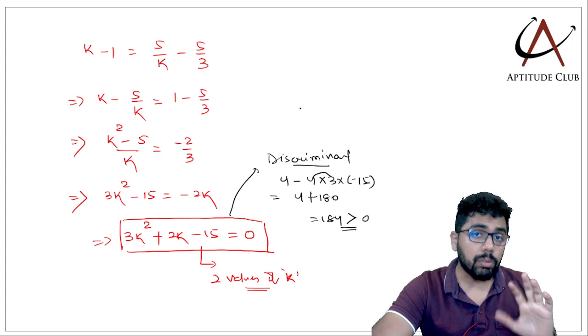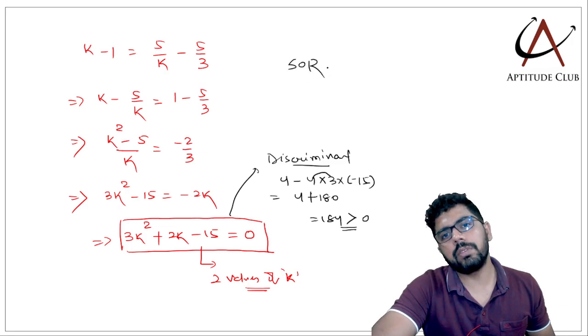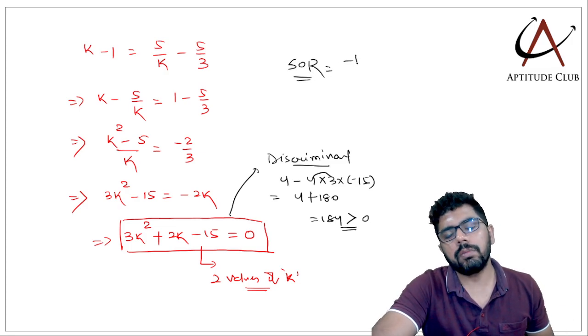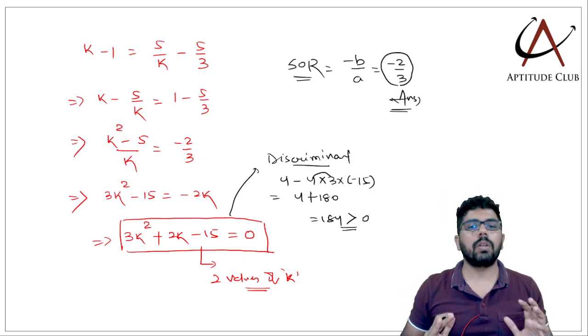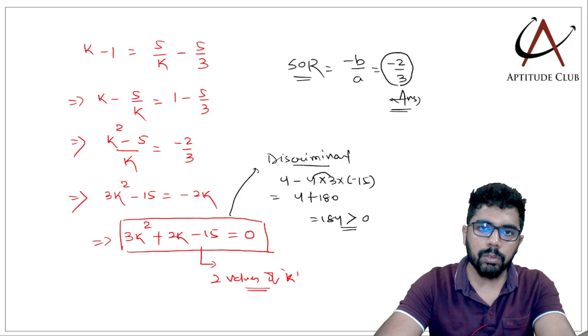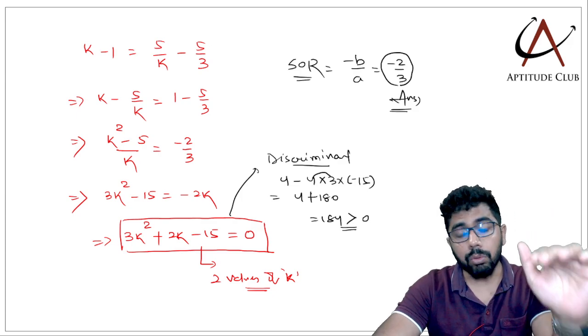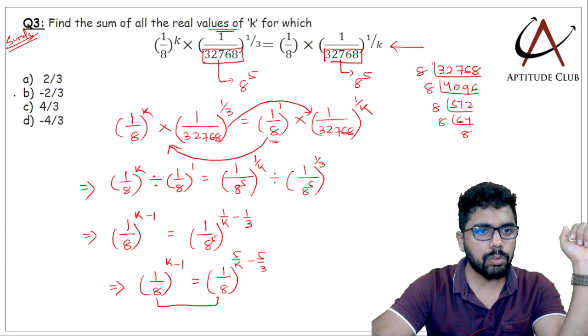So I don't have to find the roots. Question is saying sum of possible values of k. So basically sum of the roots I'll have to calculate. Sum of the roots is minus b by a. So it is minus 2 by 3. That is the answer. I don't have to waste time in solving this quadratic polynomial and then calculate its roots. Not needed. Sum of all real values of k means sum of the roots of this quadratic polynomial. So it is minus 2 by 3.